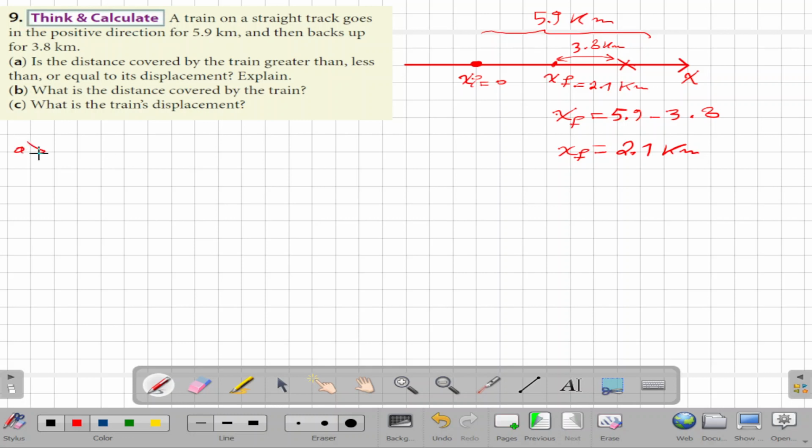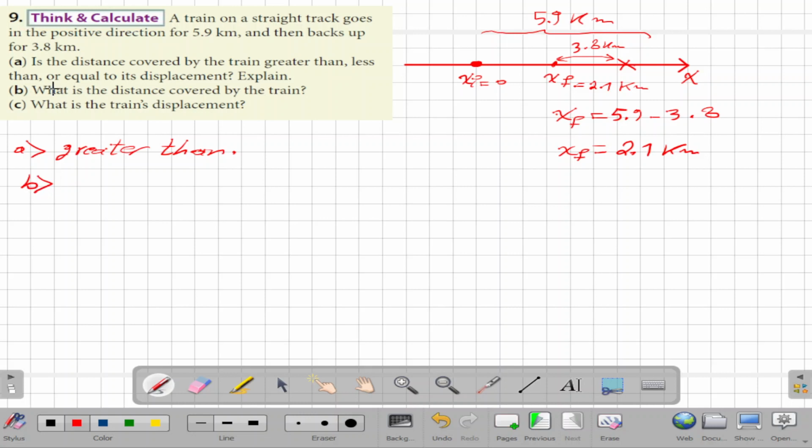Part A. Is the distance covered by the train greater than, less than, or equal to its displacement? Explain. Okay, the portion of the journey that is in the negative direction will decrease the magnitude of the displacement, but increase the distance traveled. Therefore, the distance covered by the train is greater than the displacement.